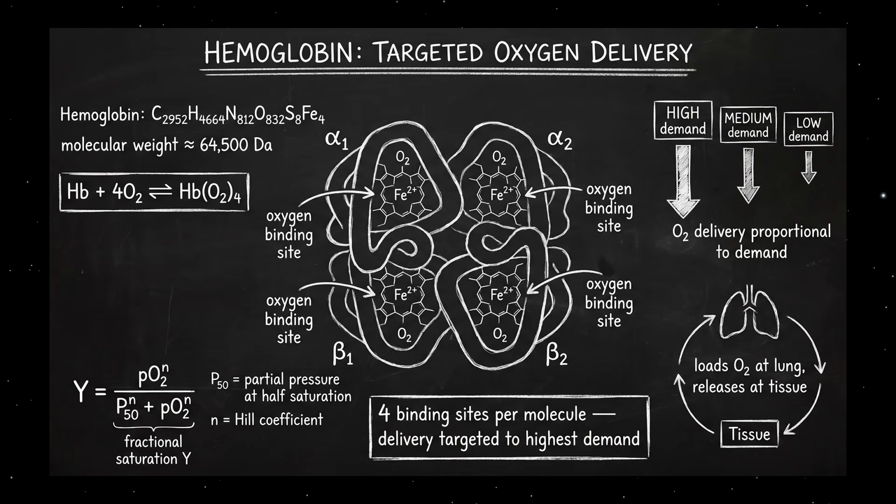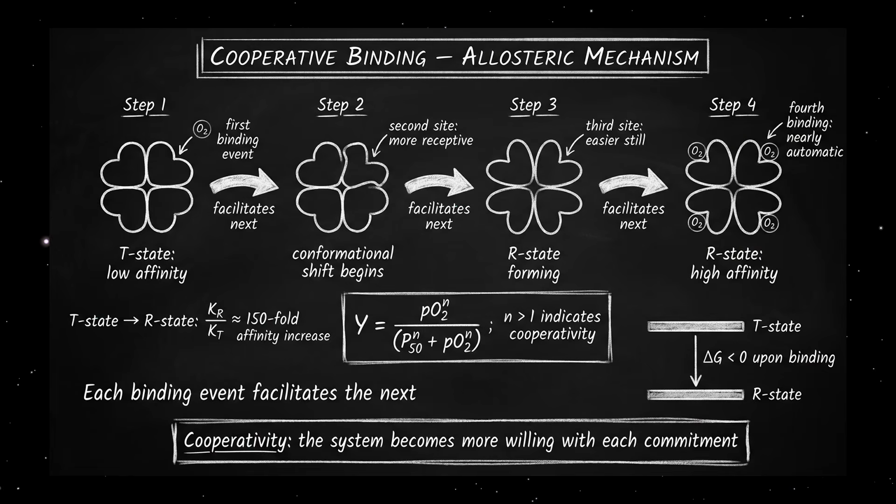Hemoglobin inside each cell delivers oxygen through a mechanism that targets delivery to the tissues that need it most. 4 oxygen-binding sites per hemoglobin molecule. The first oxygen molecule that binds changes the protein's conformation, making the second binding site more receptive. The second binding makes the third easier. The third makes the fourth nearly automatic. Cooperative binding, each binding event facilitates the next.